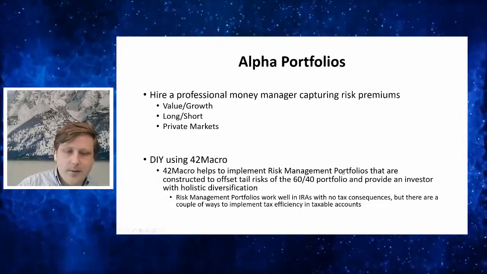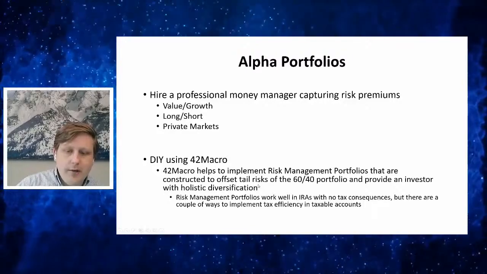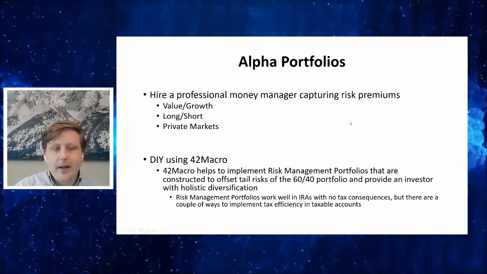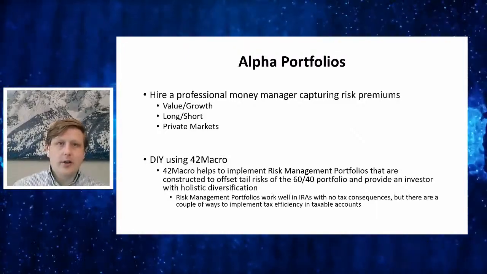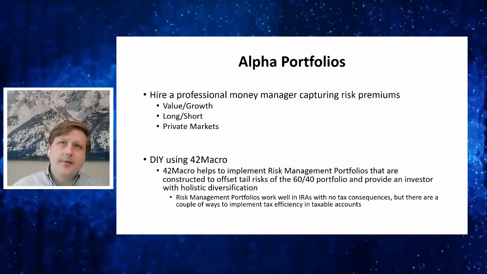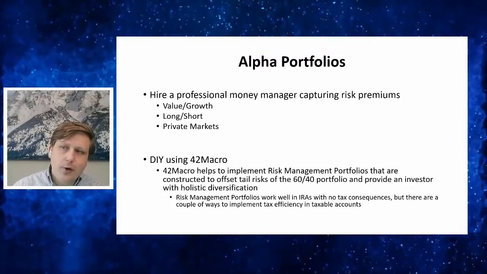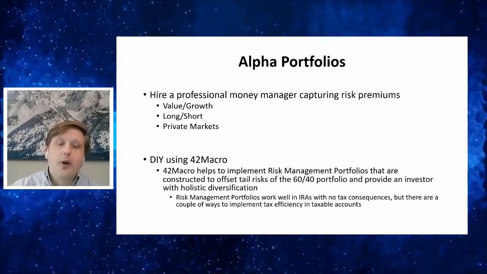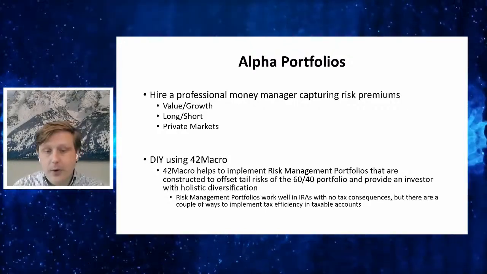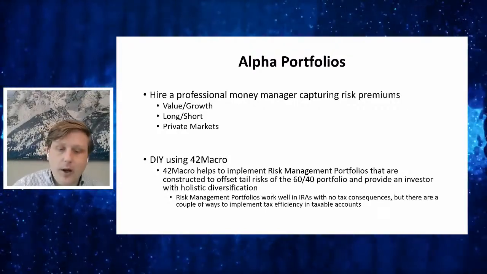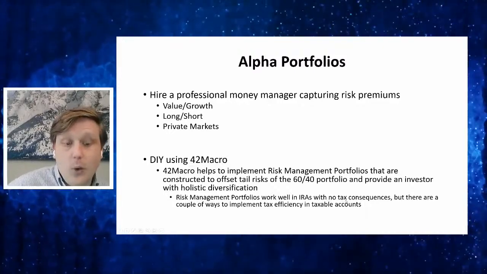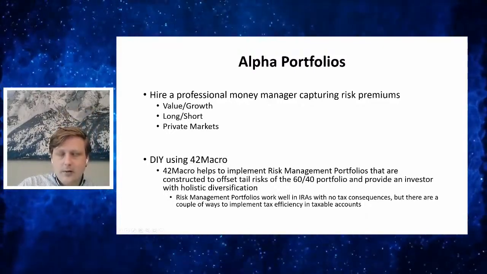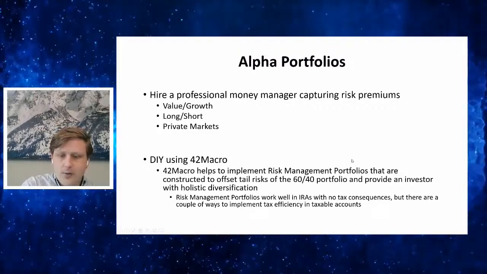I have what are called risk management portfolios that are constructed to offset the tail risks of the 60/40 portfolio. I see this as providing an investor with holistic diversification, because the 60/40 portfolio is sensitive and vulnerable to those tail risks. I've created some alpha portfolios that help offset that. They work really well in retirement accounts because I don't have to worry about tax consequences, but there are ways to do it in taxable accounts that I'm exploring right now as well.